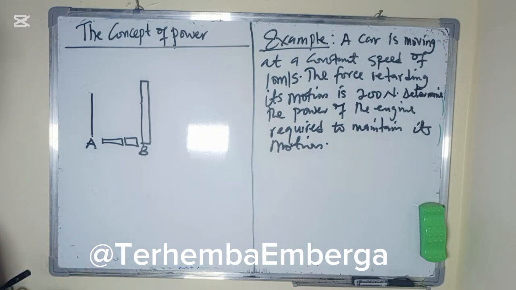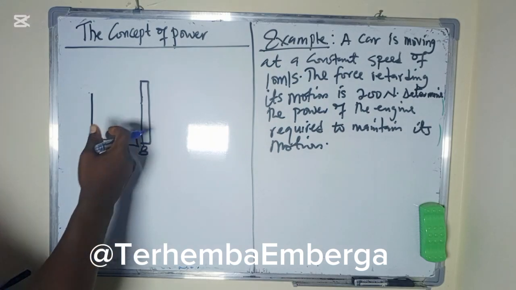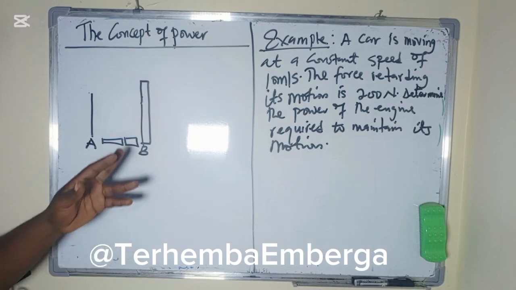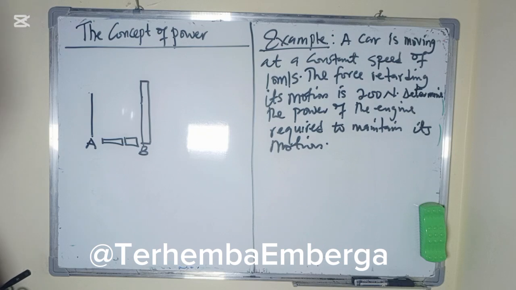And then we want to know who will lift it faster, or who will complete the task faster. All of them will complete it, but the fastest person is the one that is more powerful. Maybe it takes A 30 seconds to lift and it takes B 10 seconds to lift. So in this regard, we can say that B is more powerful than A.